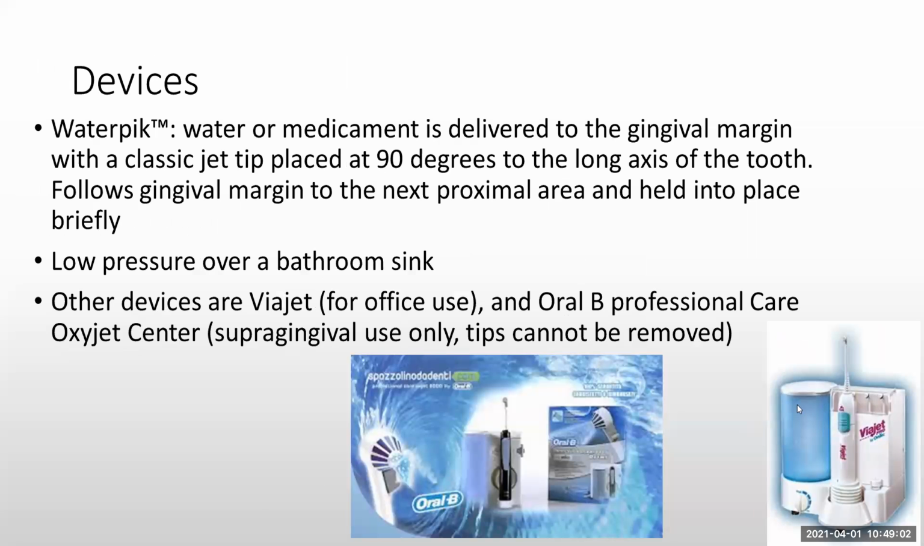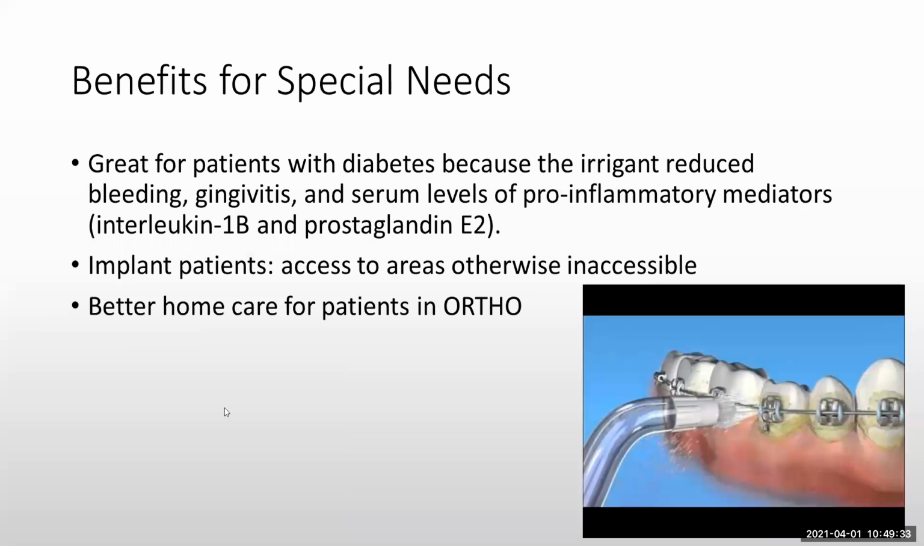And this is the ViaJet here that patients can purchase. You want to make sure that the patient is using it to start with on a low pressure. Their mouth needs to be over the sink, because the water has to come out someplace. And you're supposed to direct it at right angles to the tooth surface and not angle it subgingivally unless you are using a subgingival tip for it.